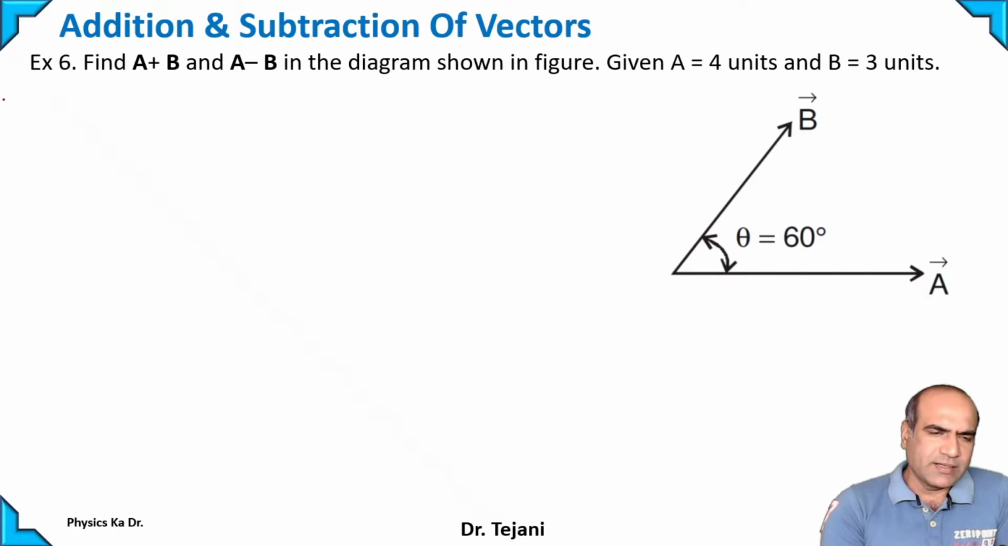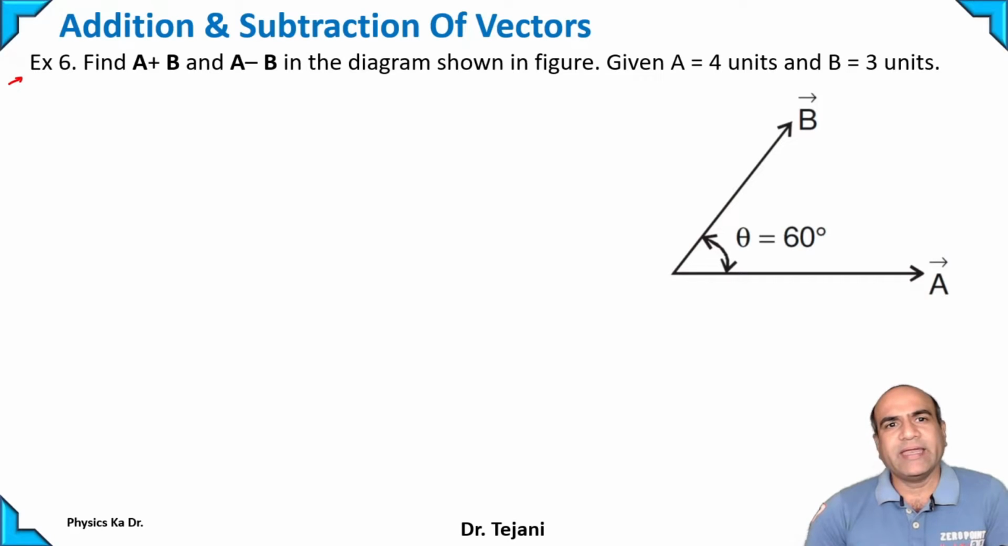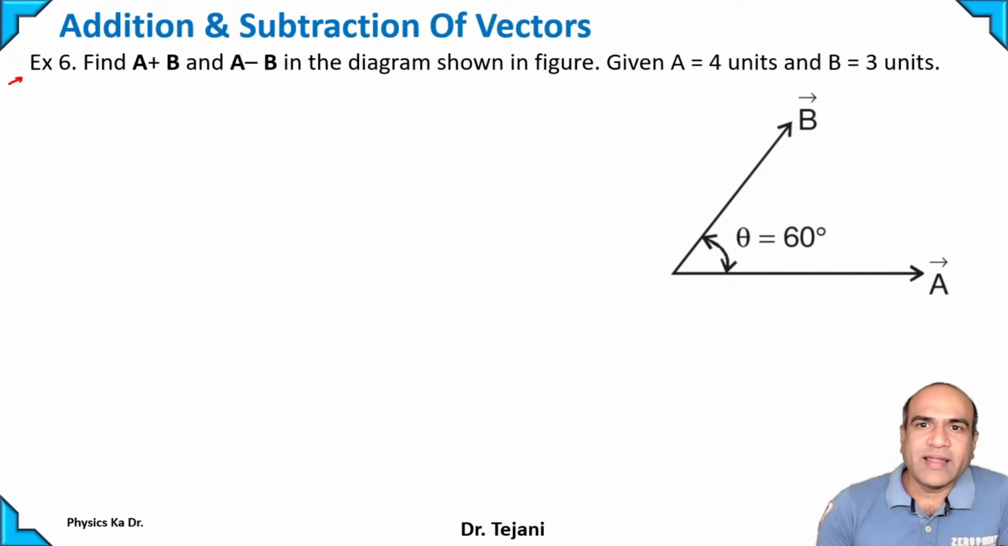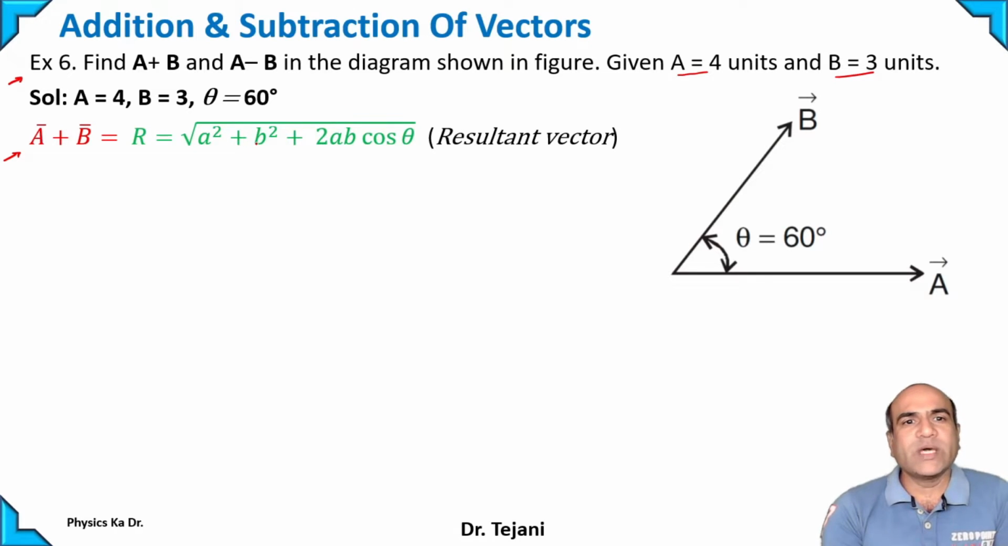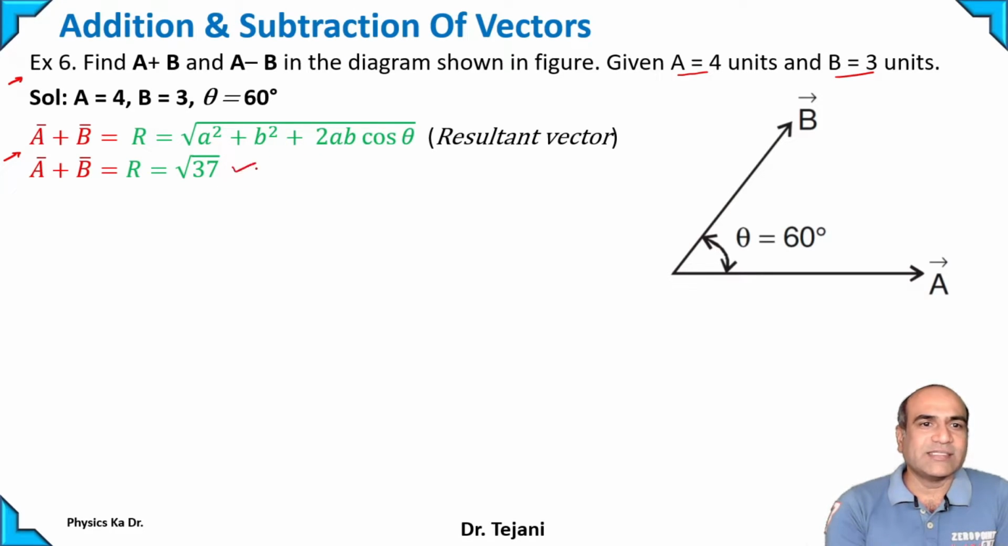Let's have another example, example number 6. Find A plus B and A minus B in the diagram shown in the figure. Given A is equal to 4, B is equal to 3. So the data is given, theta is 60 degrees. Very simple. We just need to put in the basic equation: A bar plus B bar, that is the resultant, is under root A square plus B square plus 2AB cos theta. Put the values here and the answer is root 37. Very simple.